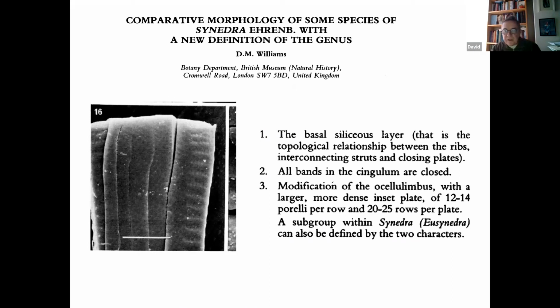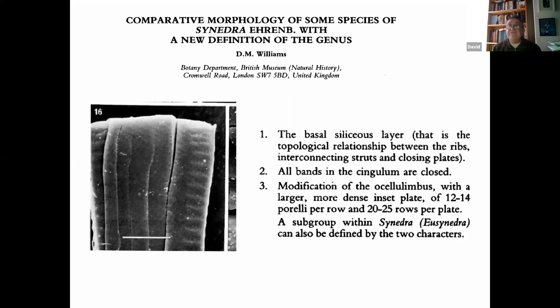And this was really important to me because I thought these were 3 synapomorphic unique characters. The first was the basal siliceous layer, which was unique to this group of species. All the bands in the cingulum were closed, and there was a particular modification of the pore field, the ocellular limbus, that I felt no other genus had.